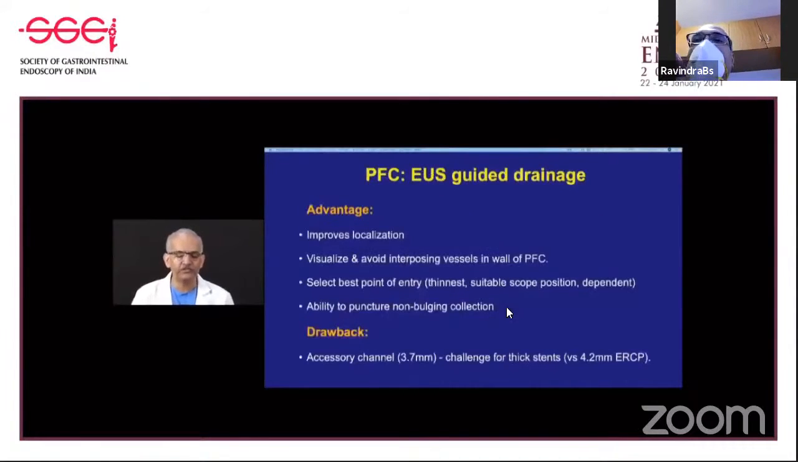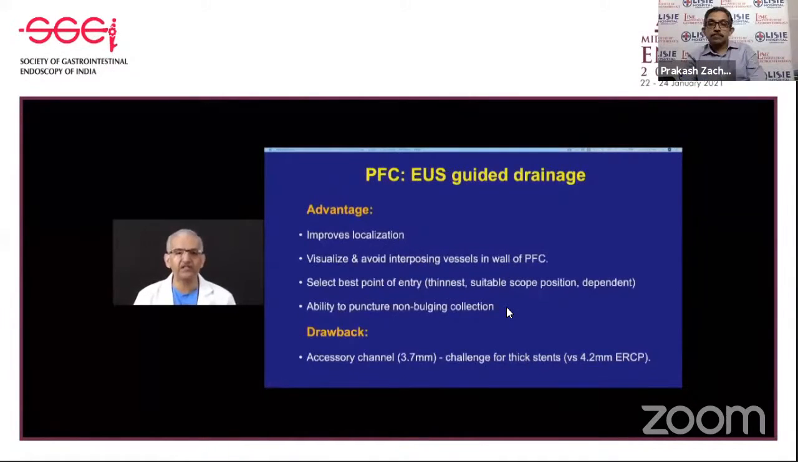And why we do EUS guided drainage is that EUS helps in improved localization. It helps in visualizing and avoiding interposing vessels in the wall of the PFC when we are draining them. Select the best point of entry, which is generally the thinnest point that we choose, especially if the scope is in a straight position without any loops, and the point of entry should be as dependent as possible. So these few things we take into consideration before we decide where to drain from.